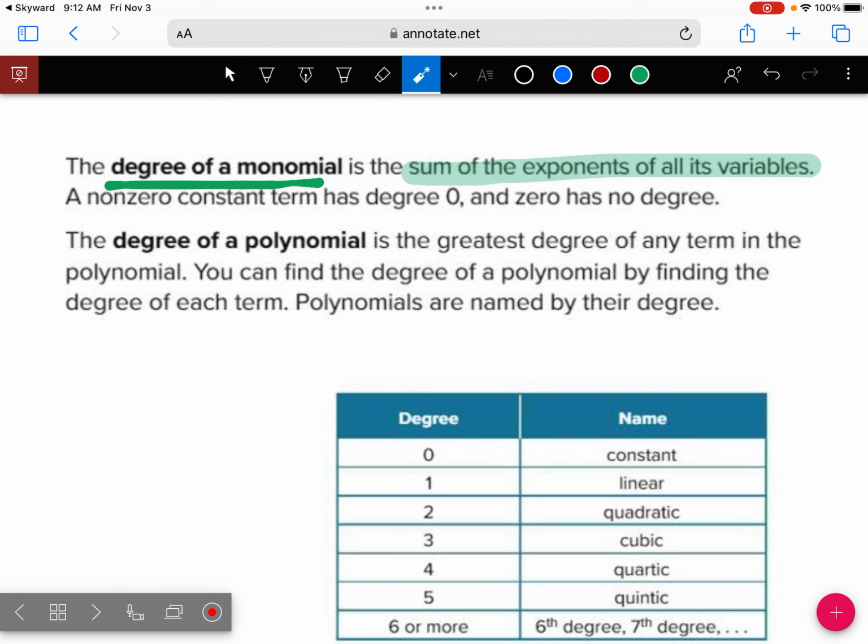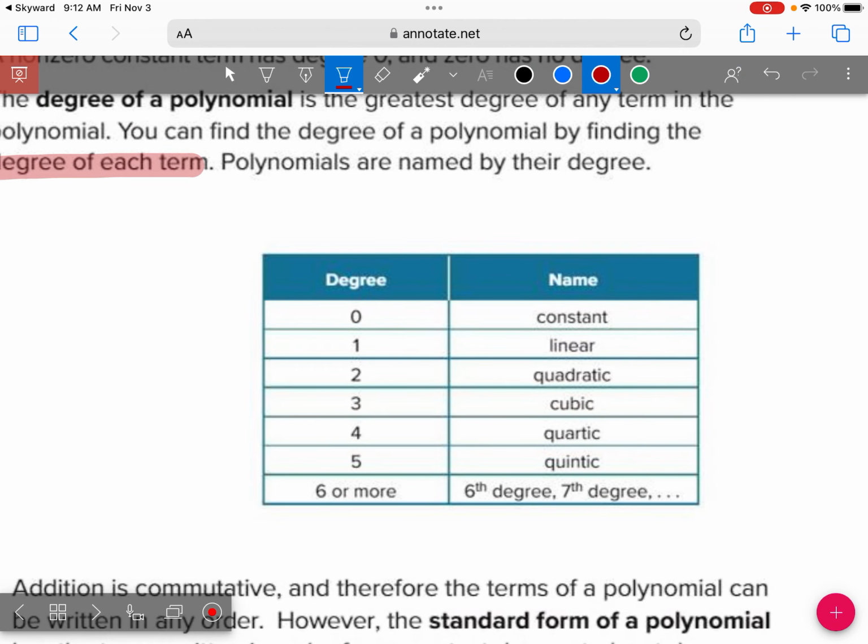If it's a polynomial, which means it's more than one, you take the degree of every term. So you would find the degree of all the terms, and you will find the degree of each term. And whatever the highest one is the degree of that polynomial. So this here just identifies the different types of functions we have. We have a constant function, which has a degree of 0. A linear has a degree of 1. Quadratic is 2.